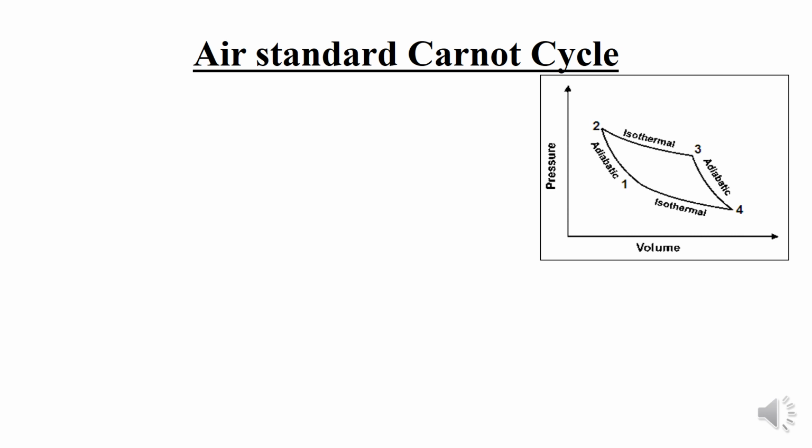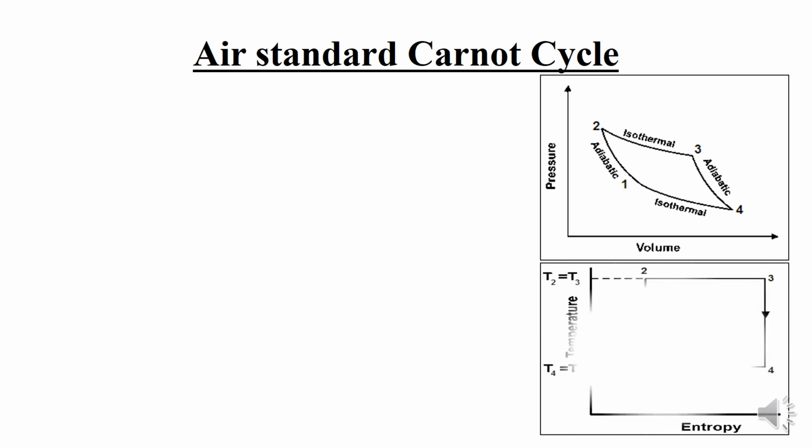Next we are dealing with the Carnot cycle, which is the basic cycle. In the Carnot cycle we have two reversible adiabatic processes. As you can see, 1 to 2 is a reversible adiabatic process and 3 to 4 is a reversible adiabatic process, and it also contains two isothermal processes, 2 to 3 and 4 to 1. Together it is called the Carnot cycle.